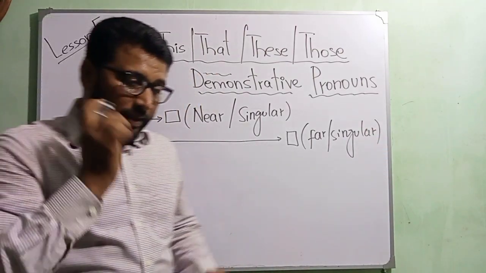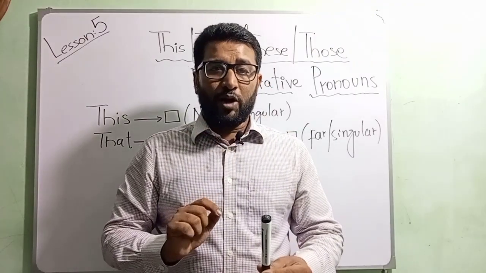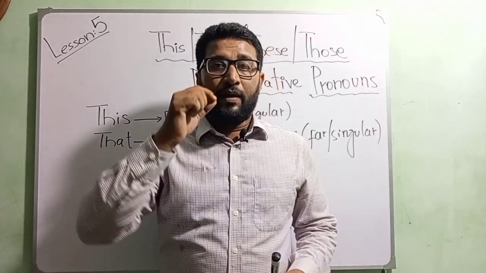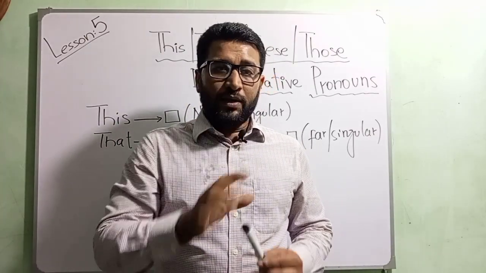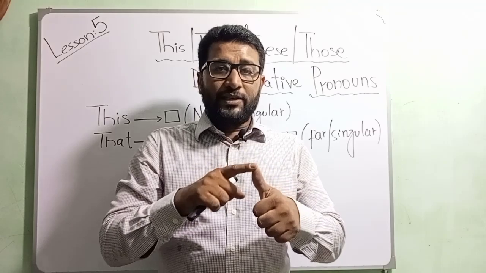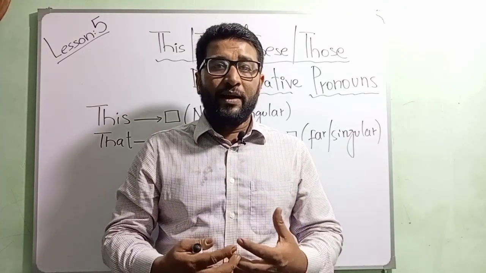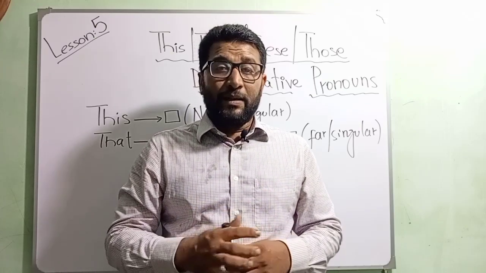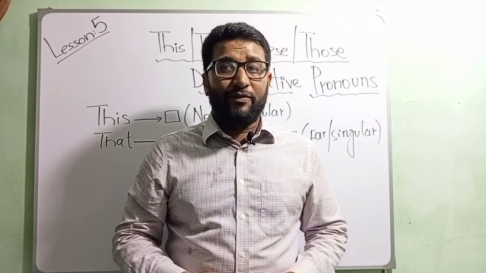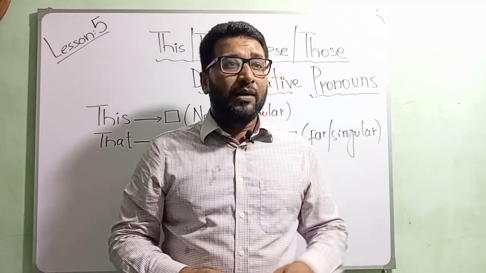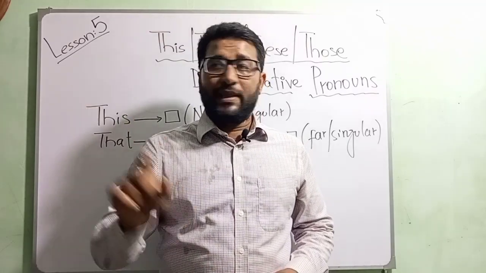For example, as you can see, this marker is very near to me, so I'll say this is a marker, okay? This is a shirt, and this is a button, for example. This is a nose, this is a finger, this is a thumb. So these things are near to me, so I will simply go for using this. But if something is single and far, we will go for using that. For example, that is a chair, that is a car, that is an air conditioner, that is a bulb, that is a door.